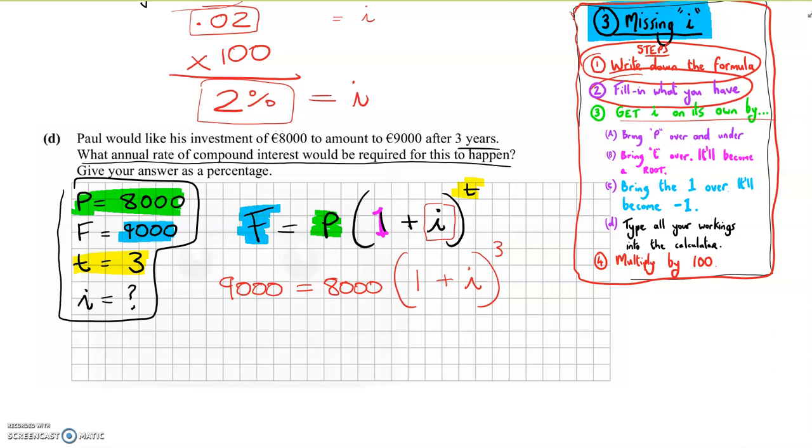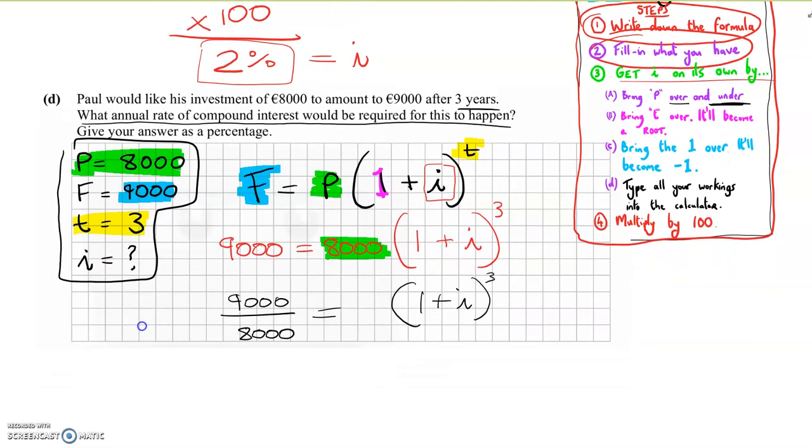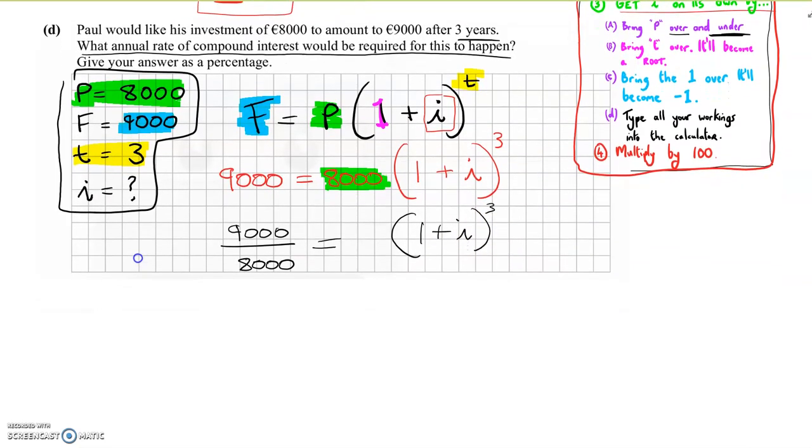Now I've got to get I on its own. What's the first thing I need to bring over? Can you remember? The 8,000. That's going to need to come over to the other side. So the 9,000 is still there, but it's now going to be divided by the 8,000. Remember, P over and under goes under. Now this is all still there. So I've done that. No need to type it into the calculator. We'll just wait till the end to do that.